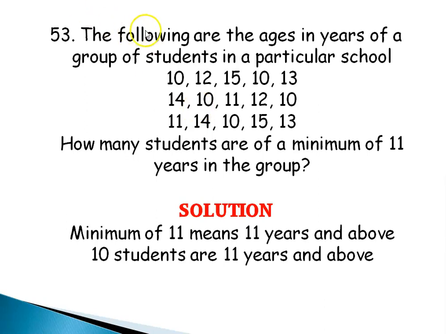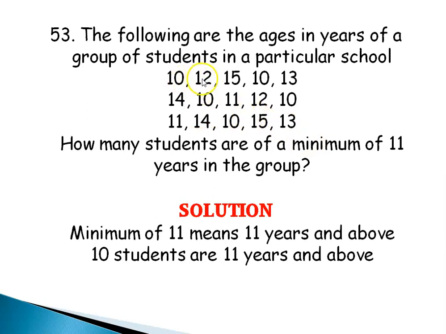Alright, question 53. The following are the ages in years of a group of students in a particular school. You have 10, 12, 15, 10, 13, 14, 10, 11, 12, 10, 11, 14, 10, 15, 13. How many students are of a minimum of 11 years in the group? When you say minimum of 11, that means 11 and above, not less than 11. It can be 11 or above 11, but not less than 11. So let's count the number of students whose age is 11 and above.